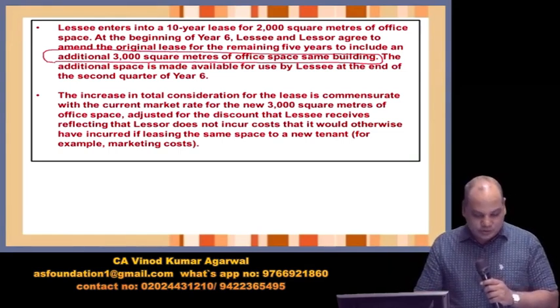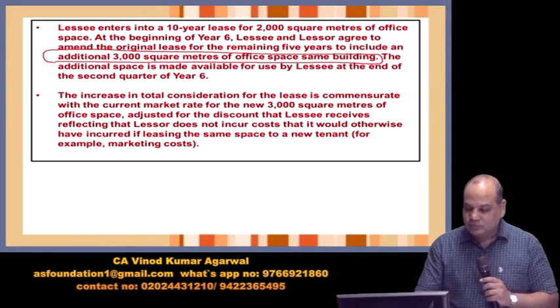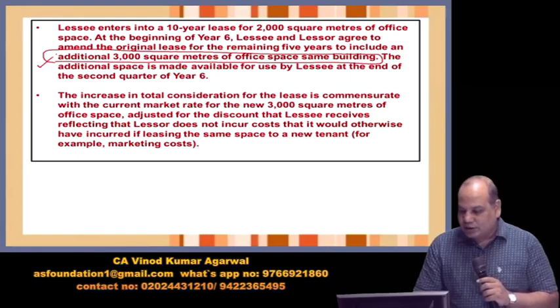Okay. First is that it must increase the scope of the lease. Second, the consideration should be based on standalone price. So first is there is an increase in the scope. The additional space is made available for use by the lessee at the end of second quarter of year 6.